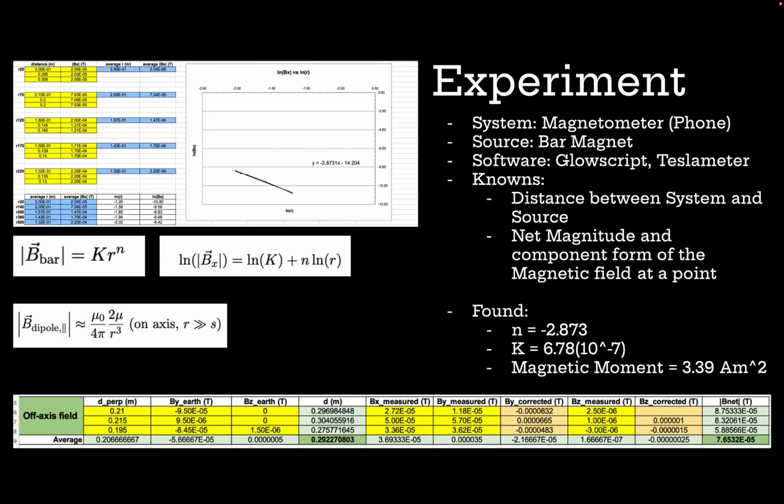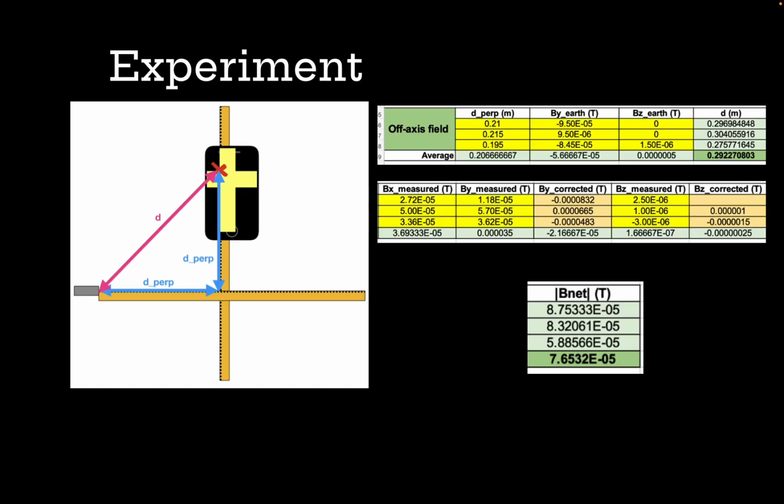Then in order to transform this into the formula that's next to it, which is B bar equal to k r to the n, we then have to take e to our ln of k value, which then gets us the k value that I just discussed being 6.78 times 10 to the negative 7. Once we find that, we're able to plug everything into our k times r to the n formula, and then equate that to our B dipole formula. And essentially through this process, we were able to solve for our magnetic moment, which is also important to note that while doing this, we also approximated r to be 1 for simplicity's sake, and so our magnetic moment is 3.39 Am squared.